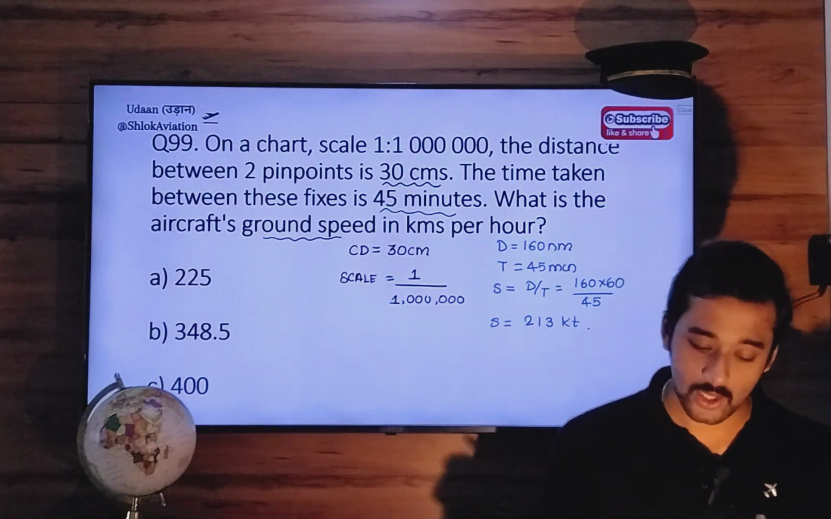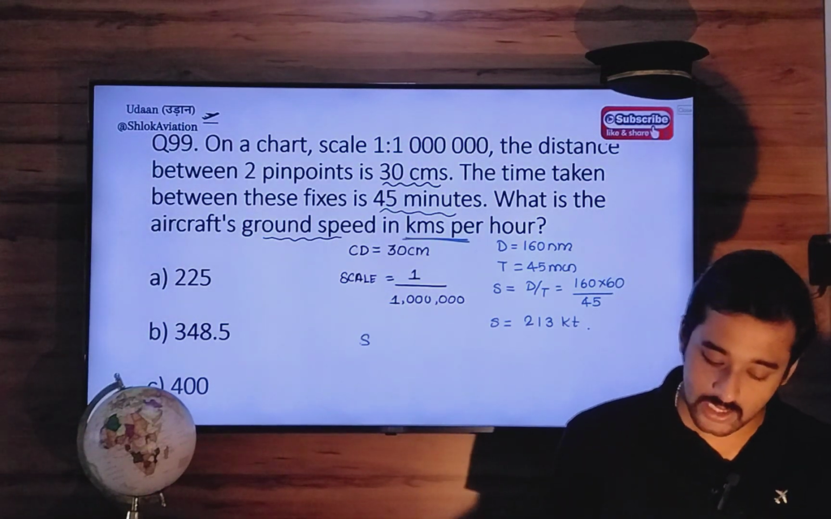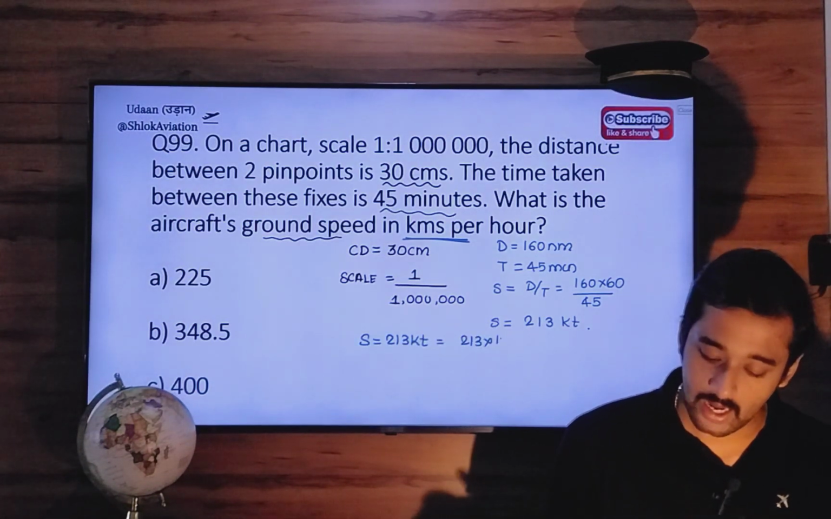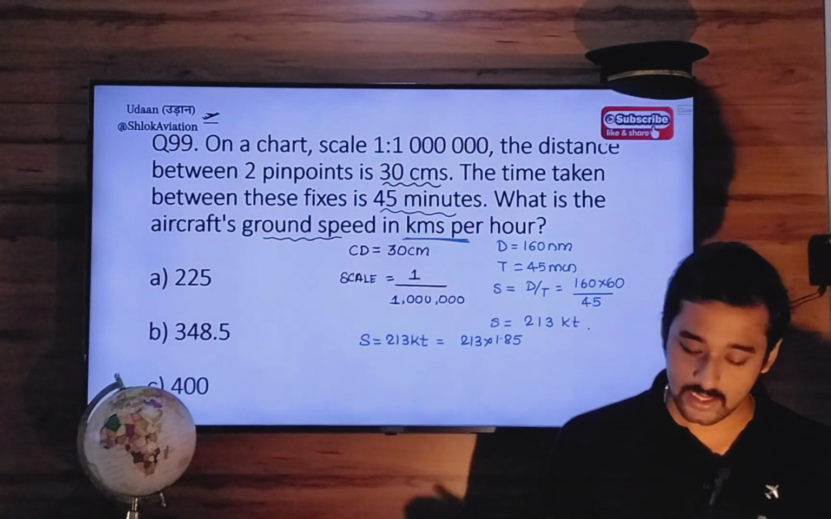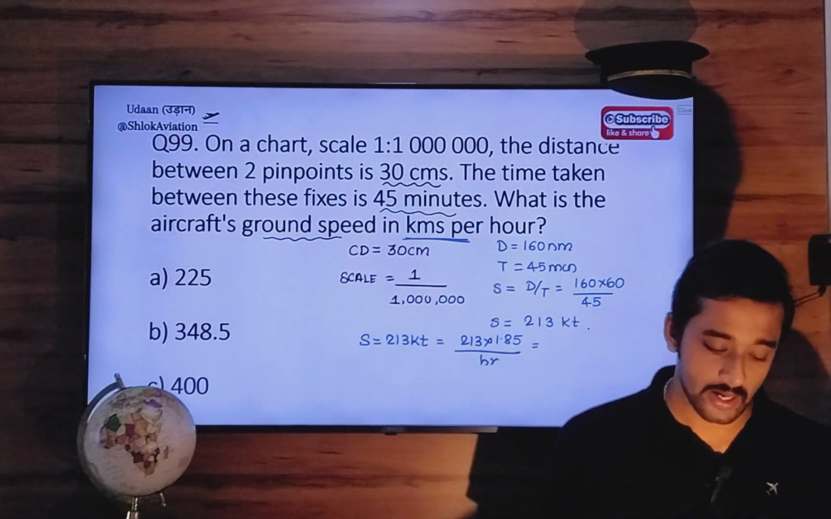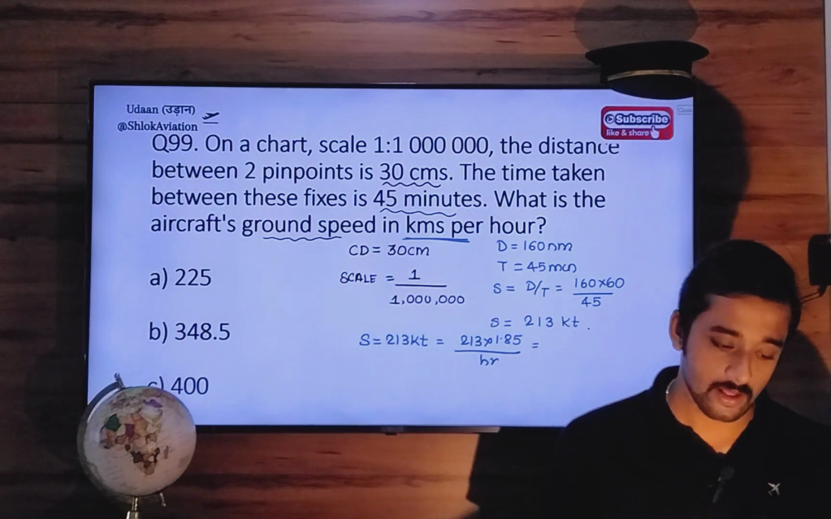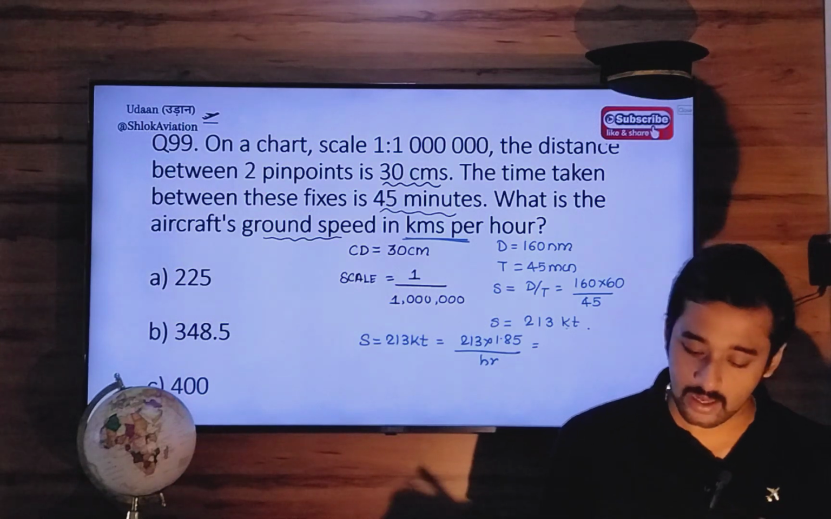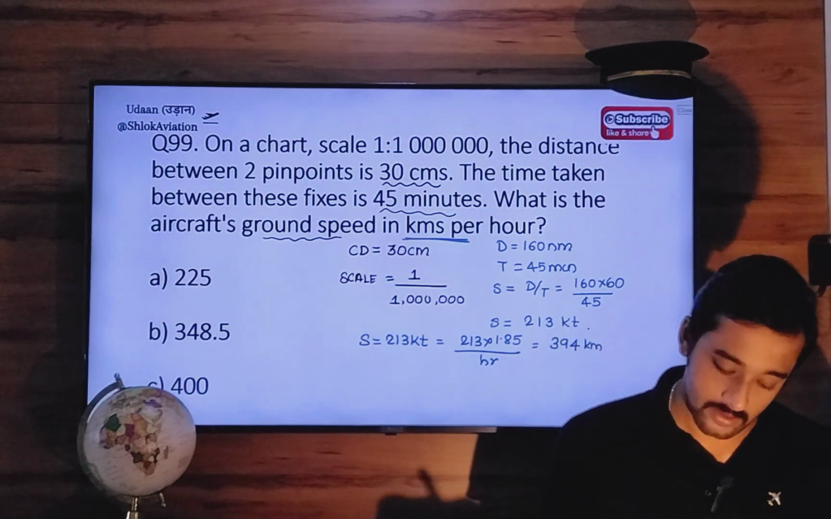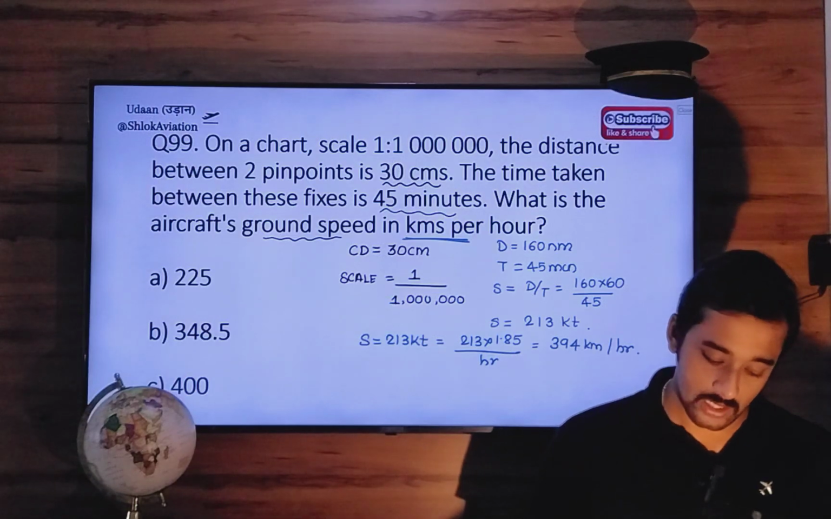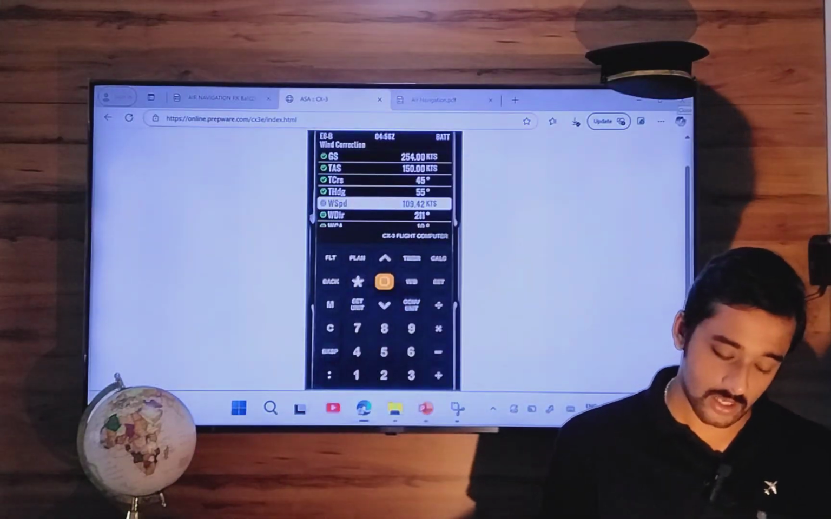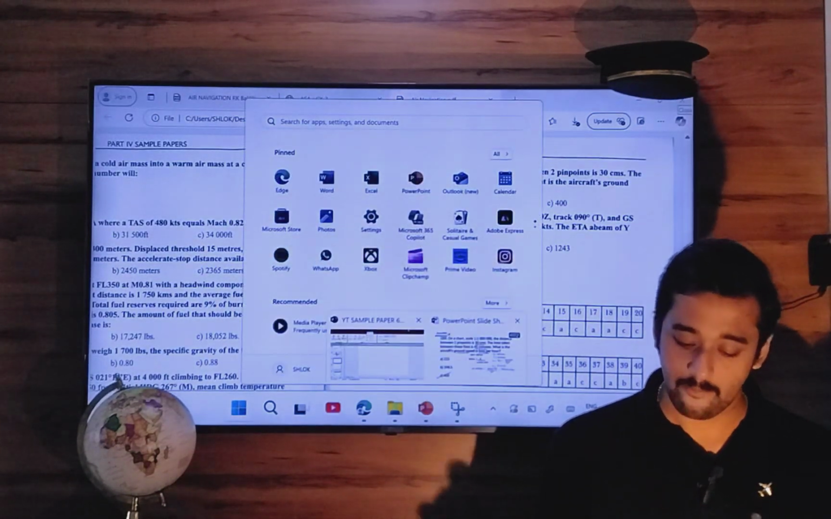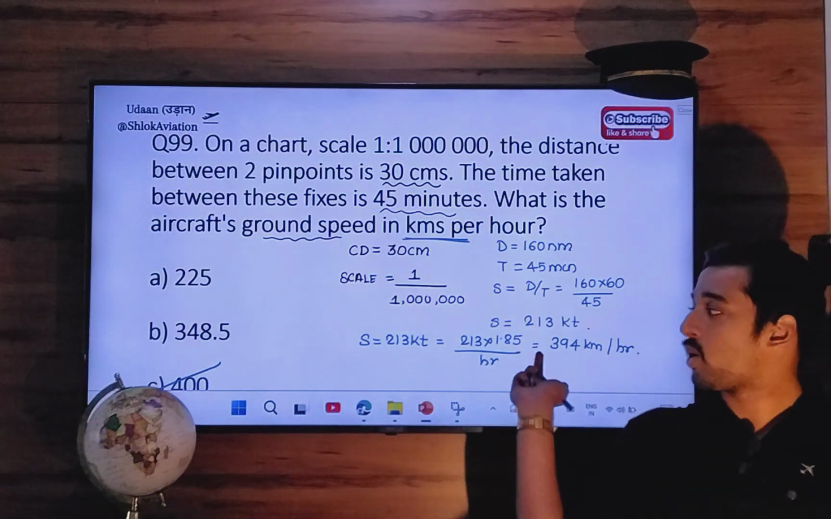Now you want to convert this into kilometers per hour. So speed, that is 213 knots, will be equal to 213 into 1.85 kilometers per hour. 213 into 1.85 is 394 kilometers per hour. So the closest option here will be option Charlie. 99 is C, that is 400 kilometers per hour.